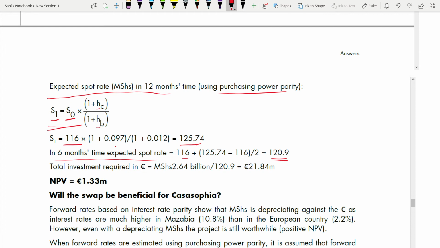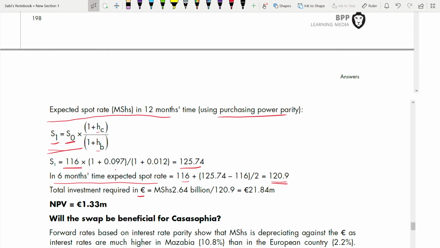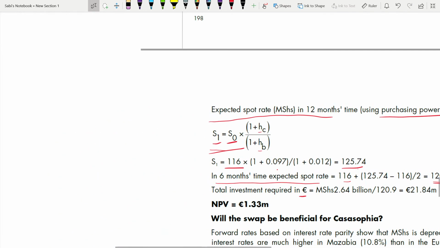So now the total investment required in euro. What was the total investment? How much deposit do you have to make? The deposit which you have to make in Mazabia is your initial investment. See, they will not give you everything directly. Initial investment you're investing. This is the trick. This is the catch. Understand through the words.